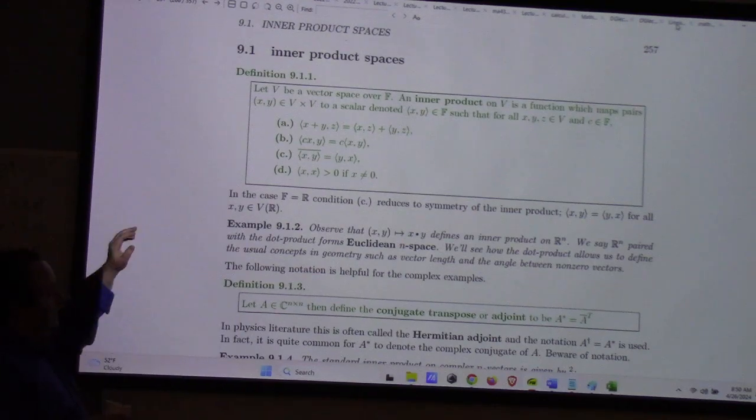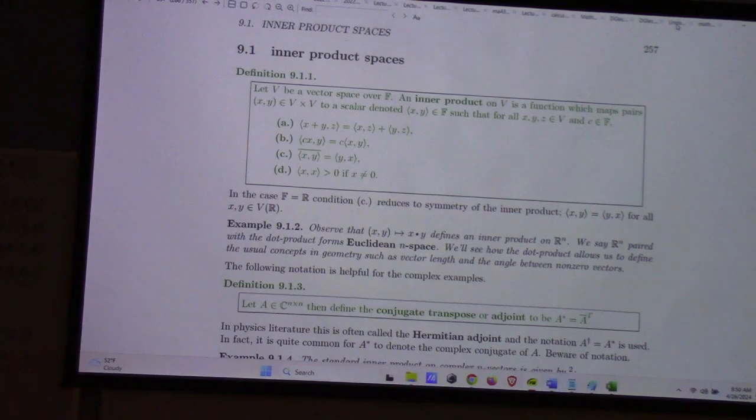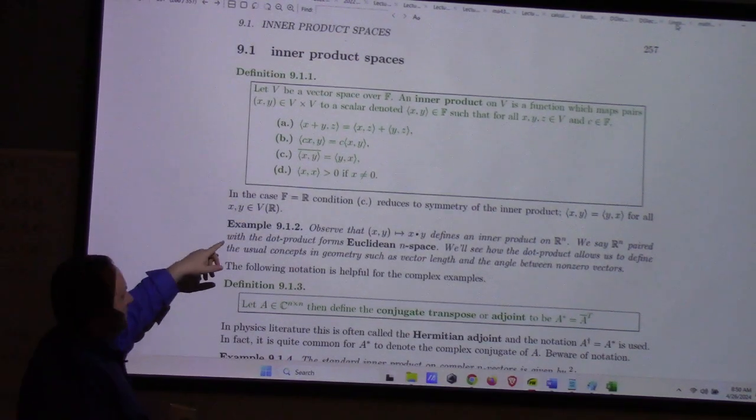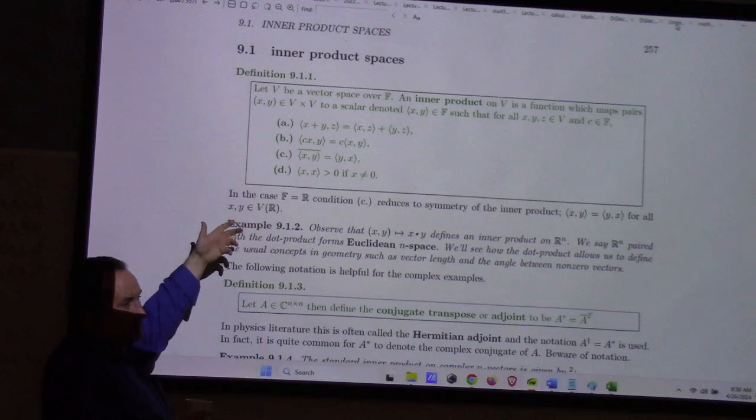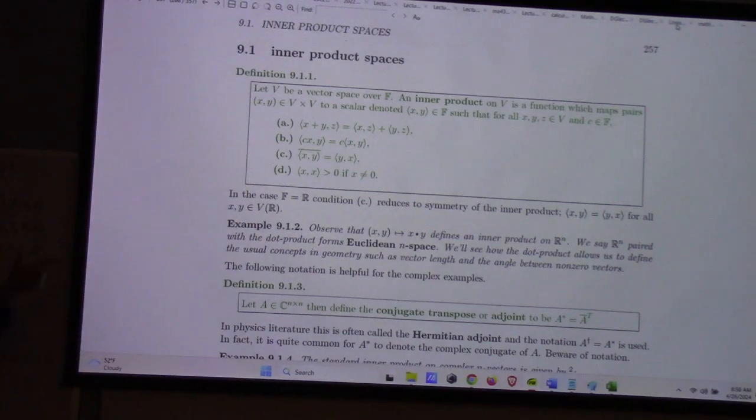Now this is the definition for an inner product over the complexes, possibly. If you specialize this to real numbers, it just becomes that the inner product of x and y is equal to the inner product of y and x. That's called symmetry, just like the dot product. The dot product of x and y is equal to the dot product of y and x, right?